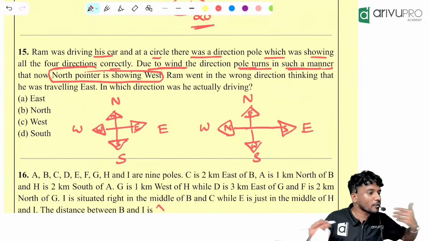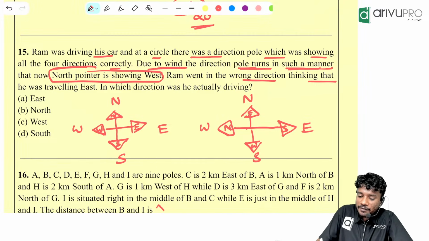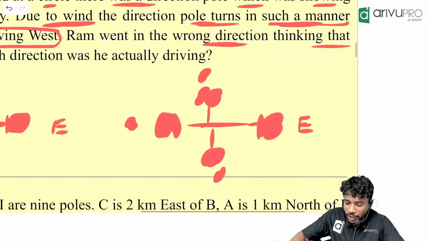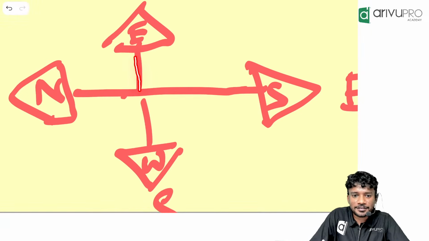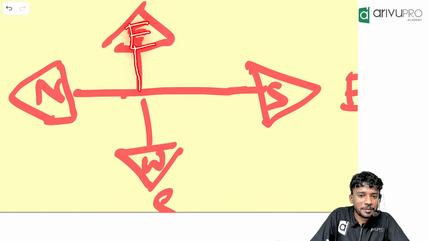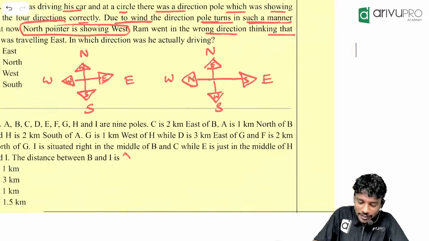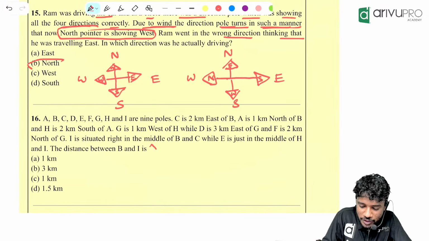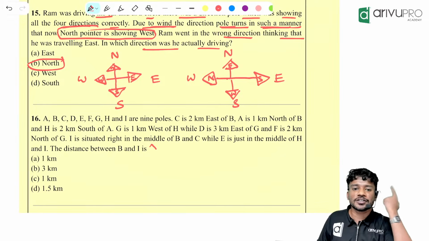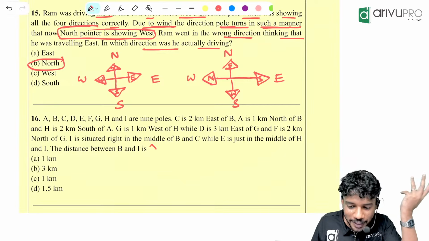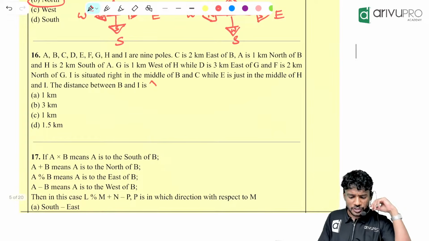Now what is happening to our Ram? Ram went in the wrong direction thinking that he was traveling east. According to Ram, he is only seeing the pointer. So he was thinking, singing the song, and he is traveling towards east. But which direction is he actually moving? North direction. So the answer is North. The question is, in which direction is he actually driving? North is the direction. So approach the question this way, you can get the answer very fast, otherwise it will take time. Now coming to the next question, another easy question.